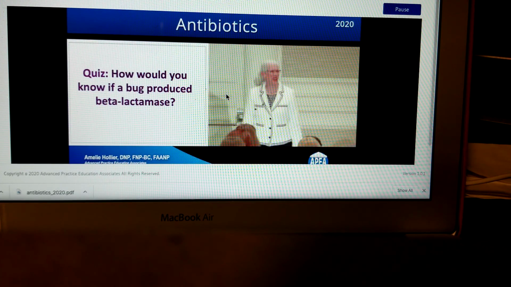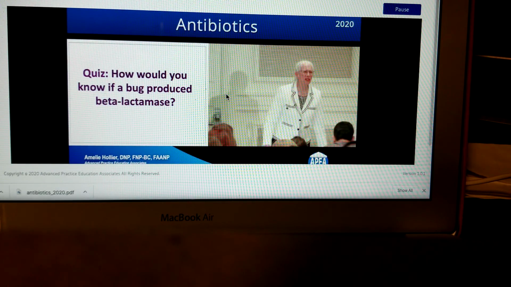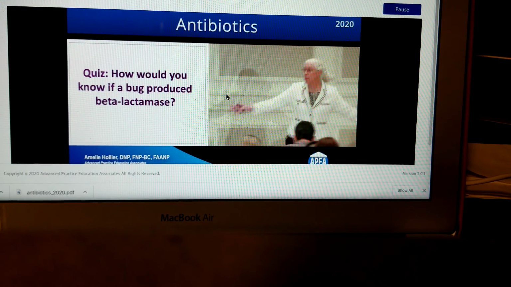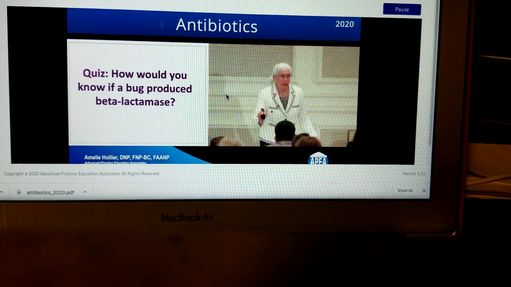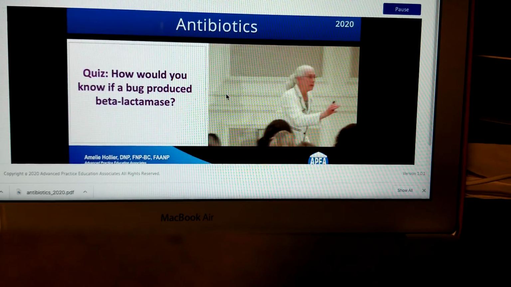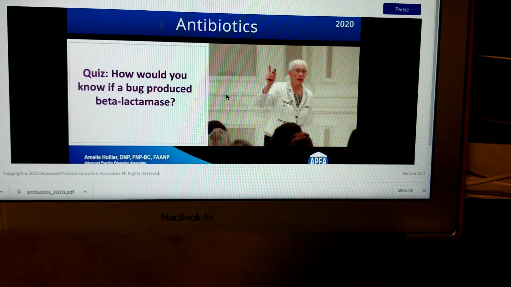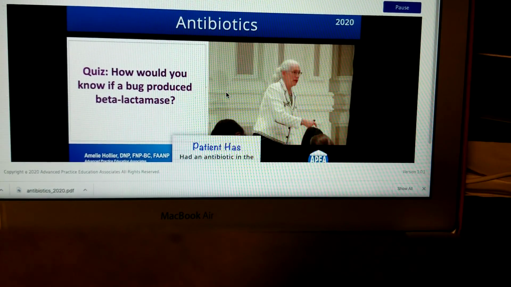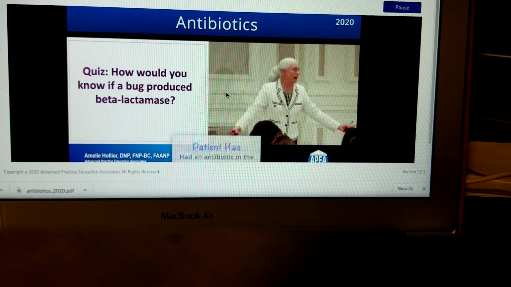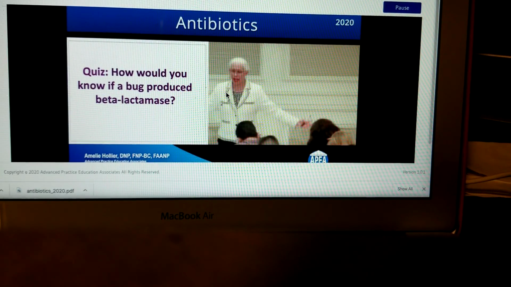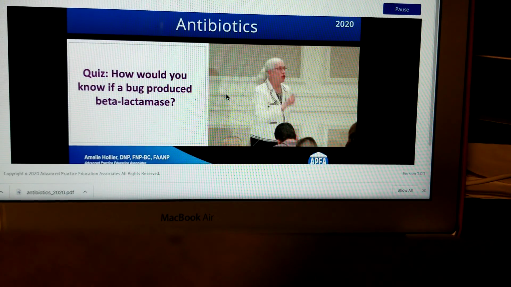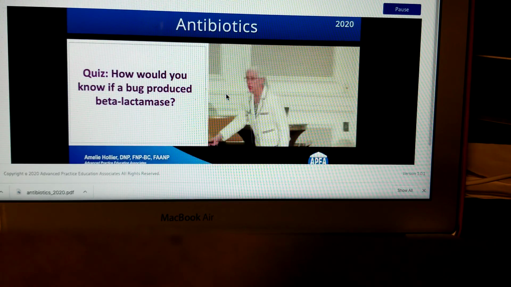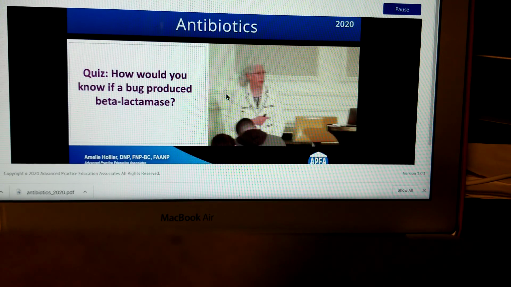But how on earth would I know that a bug was smart enough to know that and know how to do that? How would I know? The answer's simple. You always suspect that an organism knows how to make beta-lactamase if the patient has had an antibiotic in the last 90 days. If the patient has had an antibiotic in the last 90 days and they're sick again today, you have to suspect that the organism making them sick today knows how to make beta-lactamase.